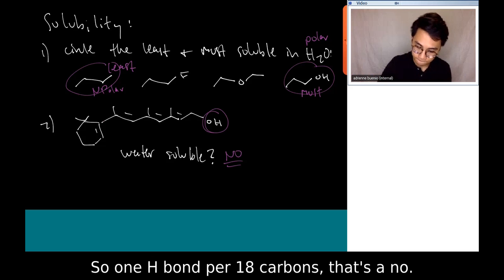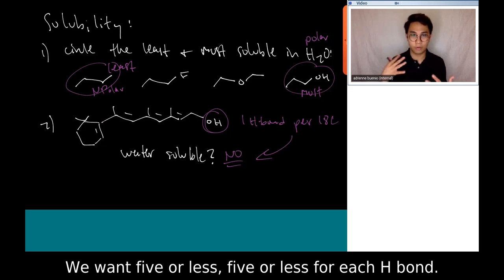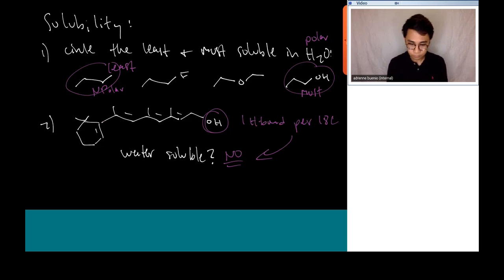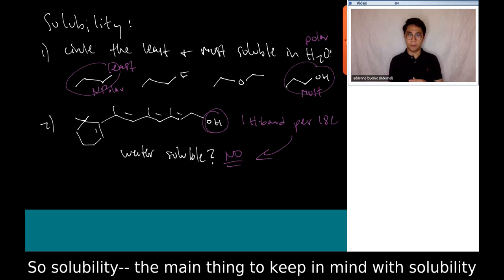So, one H bond per 18 carbons. That's a no. We want five or less, right? Five or less carbons for each H bond. So crazy, right? So solubility.